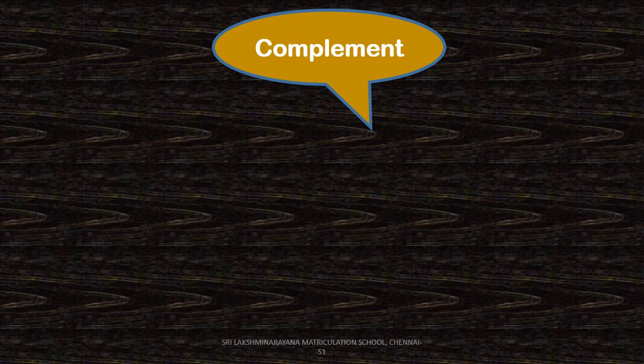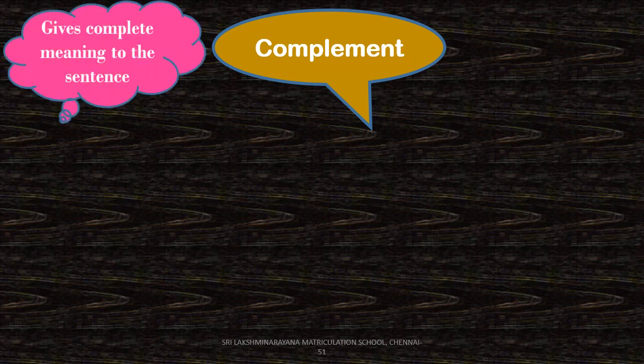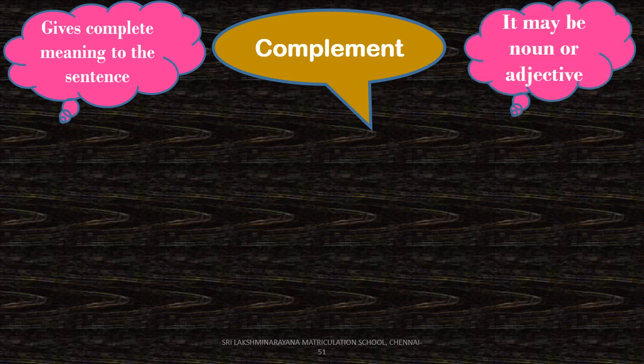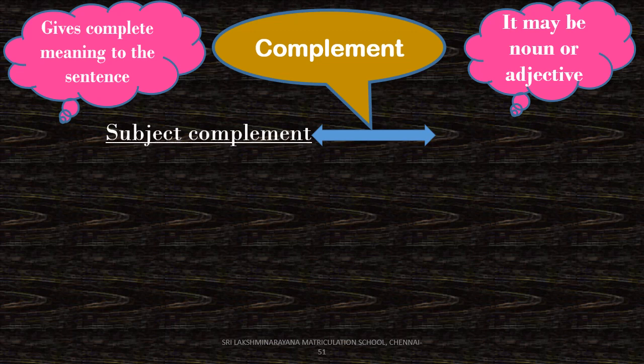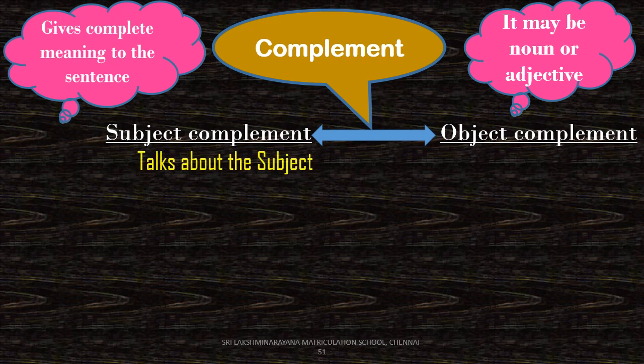Now let's see what is complement. Complement is one of the components in a sentence that gives complete meaning to the sentence. Complement can be a noun or an adjective. Complement is of two kinds, subject complement and object complement. What is subject complement, children? The word that complements the subject. That is, when it talks about the subject in a sentence, then it's called subject complement.